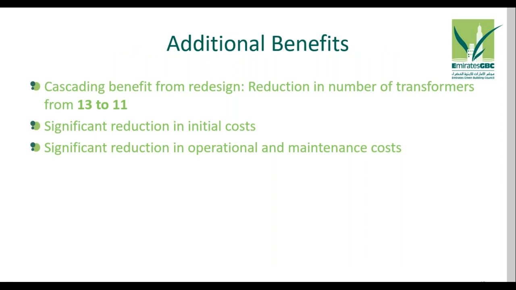We know DEWA has guidelines for loading of transformers. So if we have motors of more than 100 kilowatt, we can load up to 950 kilowatt if it's 1500 kVA, or 650 kilowatt if it's 1000 kVA. So the number of transformers was reduced from 13 to 11. Obviously, when we are doing all this optimization, there is a huge reduction in initial cost. Similarly, there is a reduction in operation and maintenance cost. The more equipment and the more capacities, the more maintenance. So looking at the complete life cycle, the initial cost is lower, operational cost is lower, maintenance cost is lower.